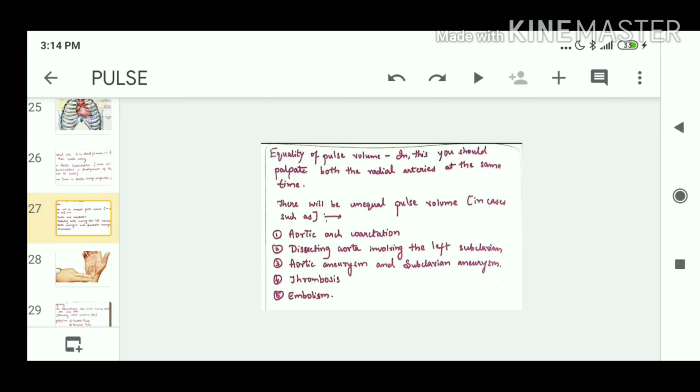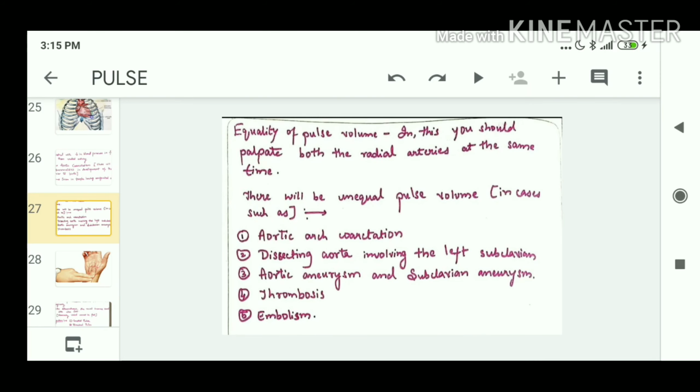Next, equality of the pulse volume. What is that? Equality means both. In this, you should palpate both the radial arteries at the same time, right and left, both hands' radial arteries. There will be unequal pulse volume in cases such as aortic coarctation, dissecting aorta involving the left subclavian, aortic aneurysm and subclavian aneurysm, thrombosis and embolism.